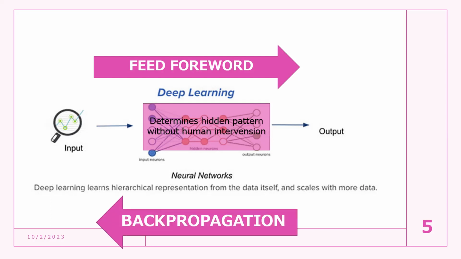Some algorithms actually do back propagation also. That means once you get the output, it checks the output against the training data, and based on that there will be an adjustment in the weights, and it takes it back and gives input again. So advanced algorithms will also have back propagation built into them.